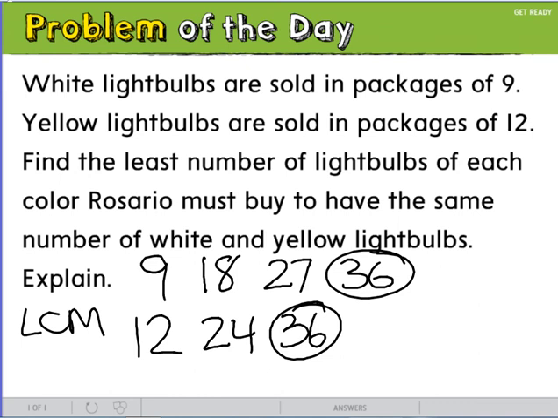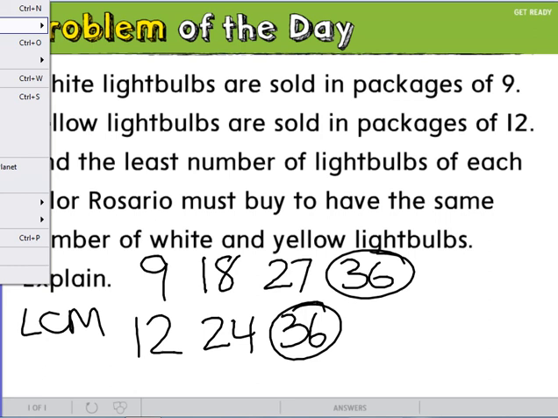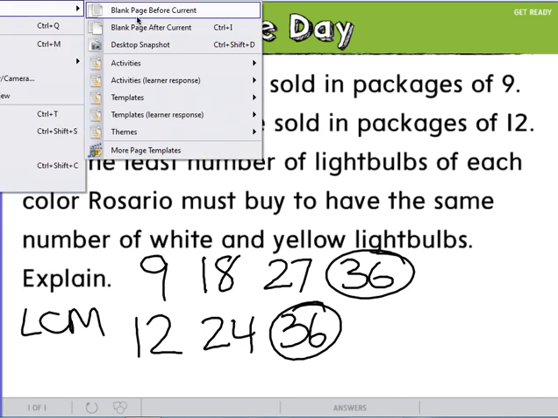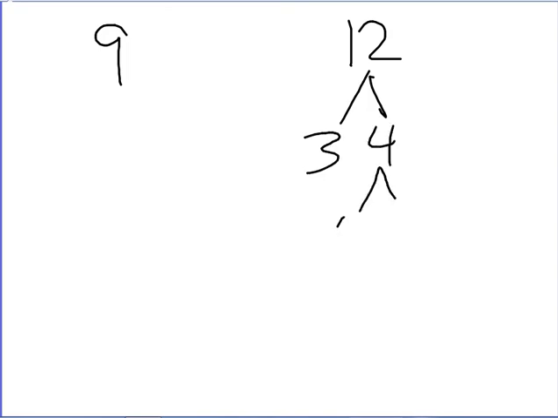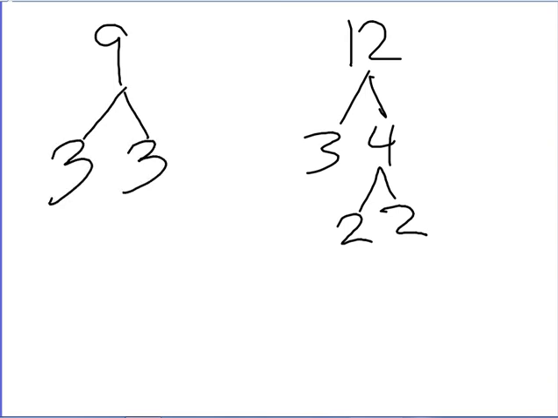Now there's other ways that we can do this though. We can create a factor tree. How many of you have done a factor tree before? So we can do it like this, 9 and 12. 3, 3, 4, 2, 2. So we prime factorize. That's a prime factorization of each number, right?